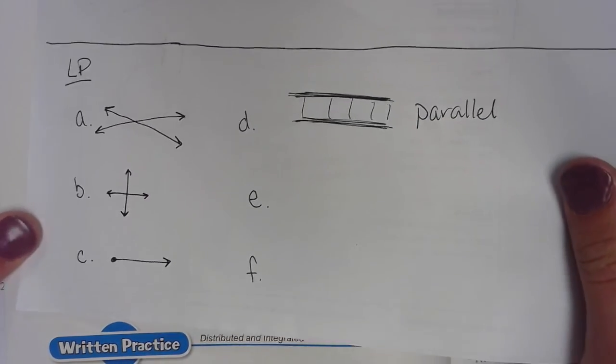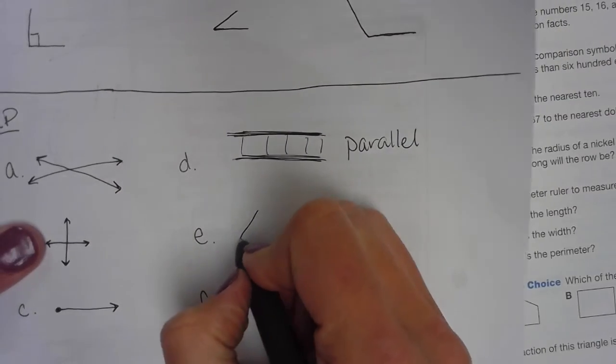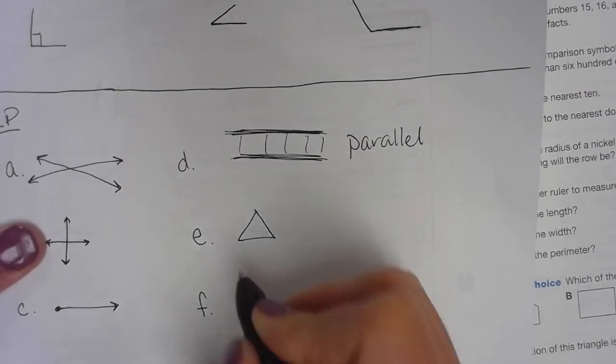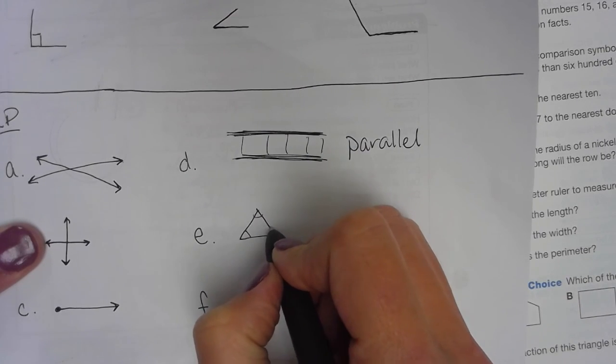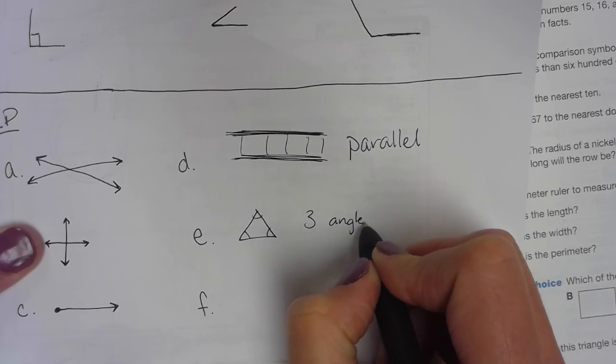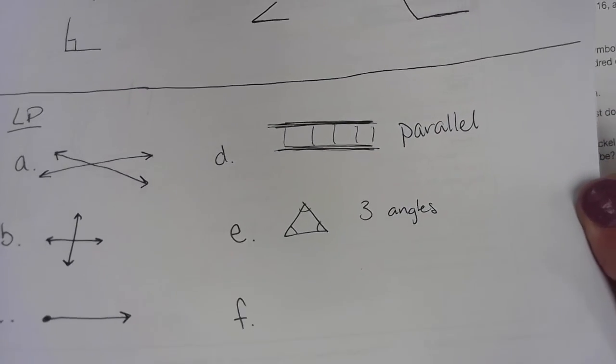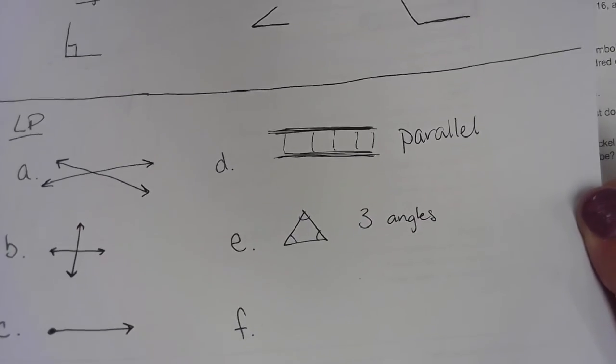Excellent. Then for E, it says a triangle has how many angles? Draw a triangle. How many angles? 1, 2, 3, right? 3 angles. However many sides something has, that's how many angles it's going to have as well. So a triangle has 3 sides, so it's also going to have 3 angles.